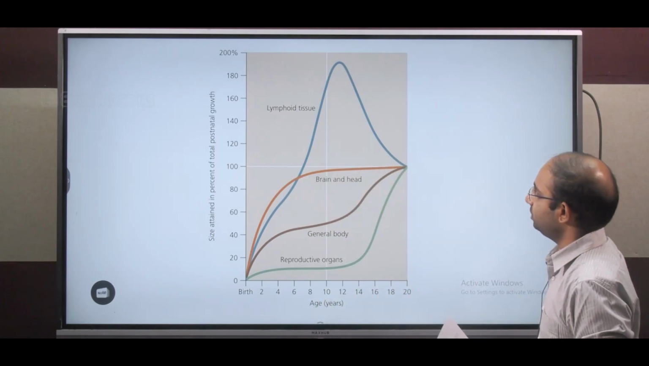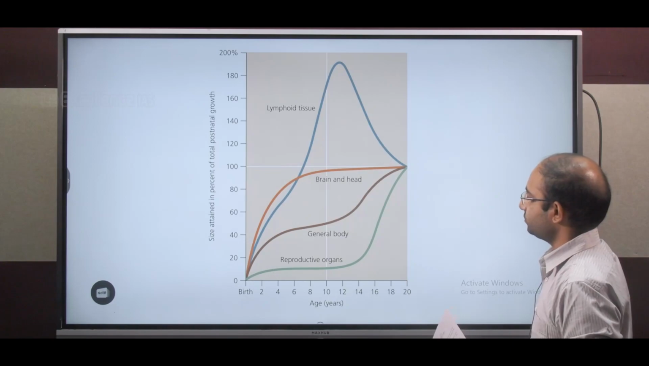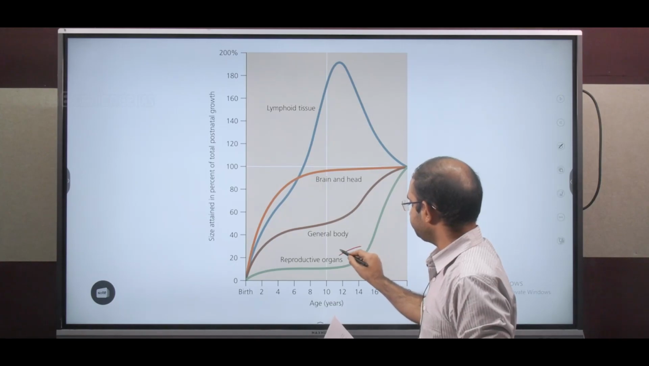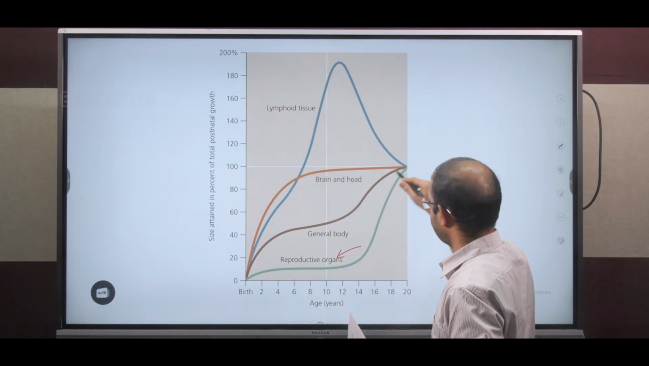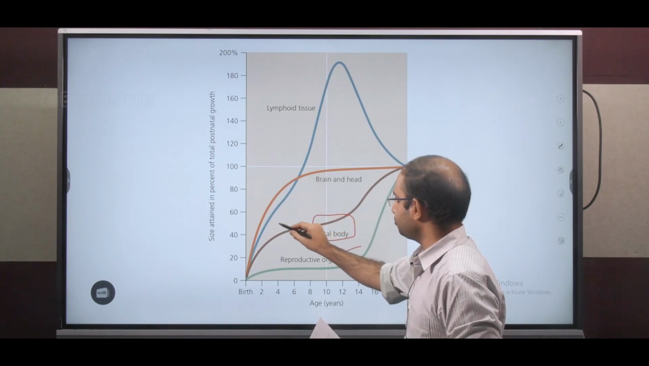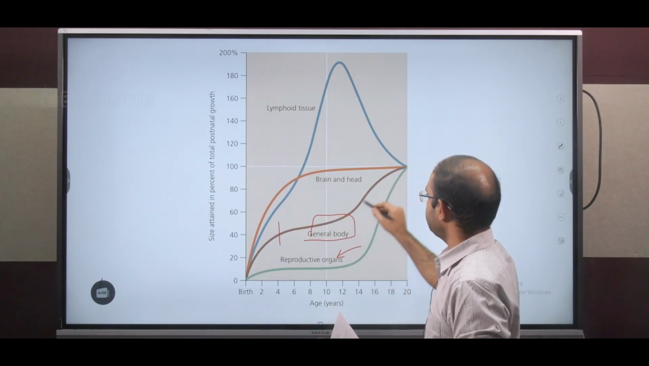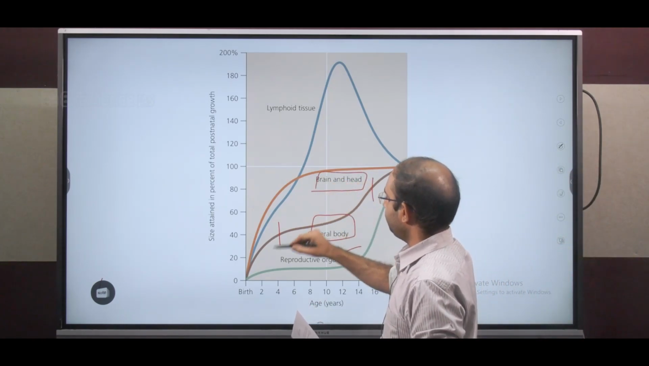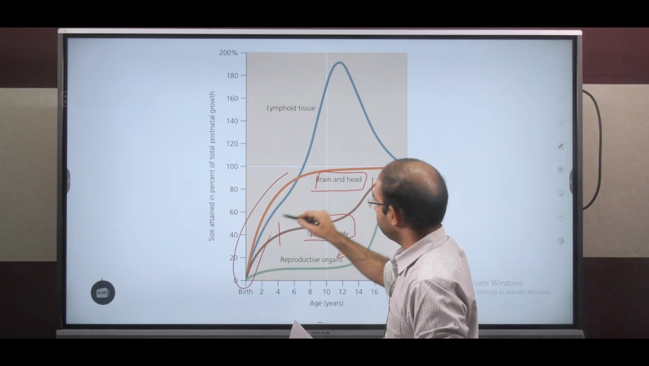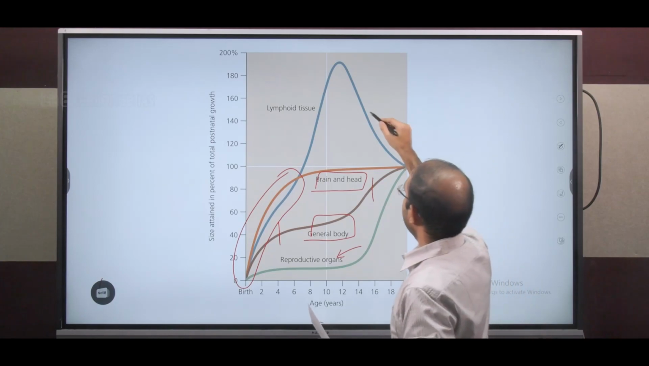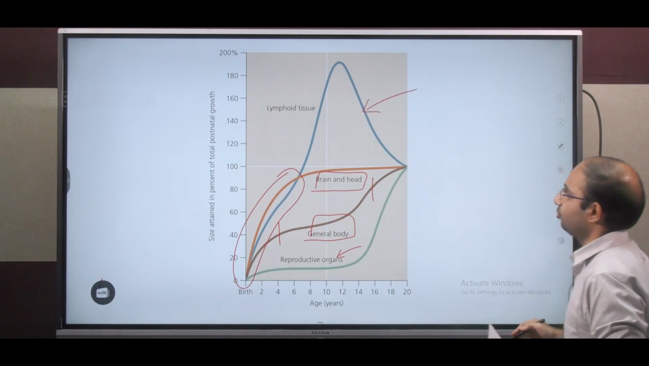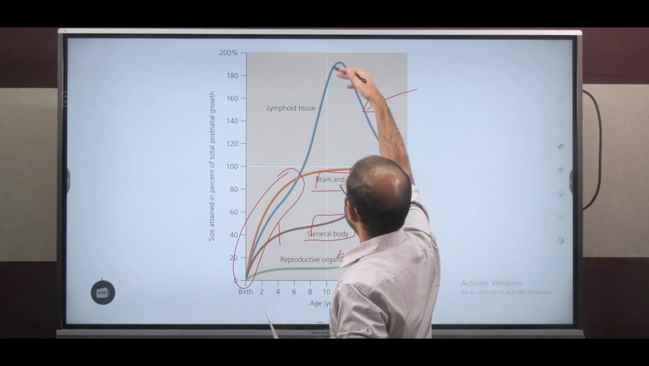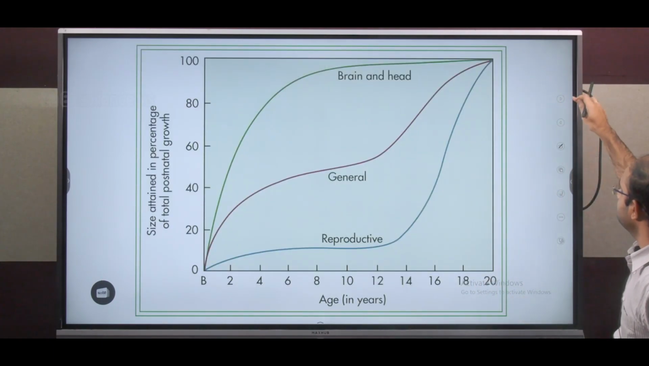Growth curves which show the growth patterns in different organs of the body. This is how reproductive organs grow: very slow in the initial phase and then pick up after puberty. General body grows fast in the early periods and then has a slower pace and then picks up pace again after adolescence. Brain and head grow very fast in the early period and then begin to plateau. And this is how lymphoid system grows: it reaches almost double its capacity by around puberty and then stabilizes. So draw these growth curves.